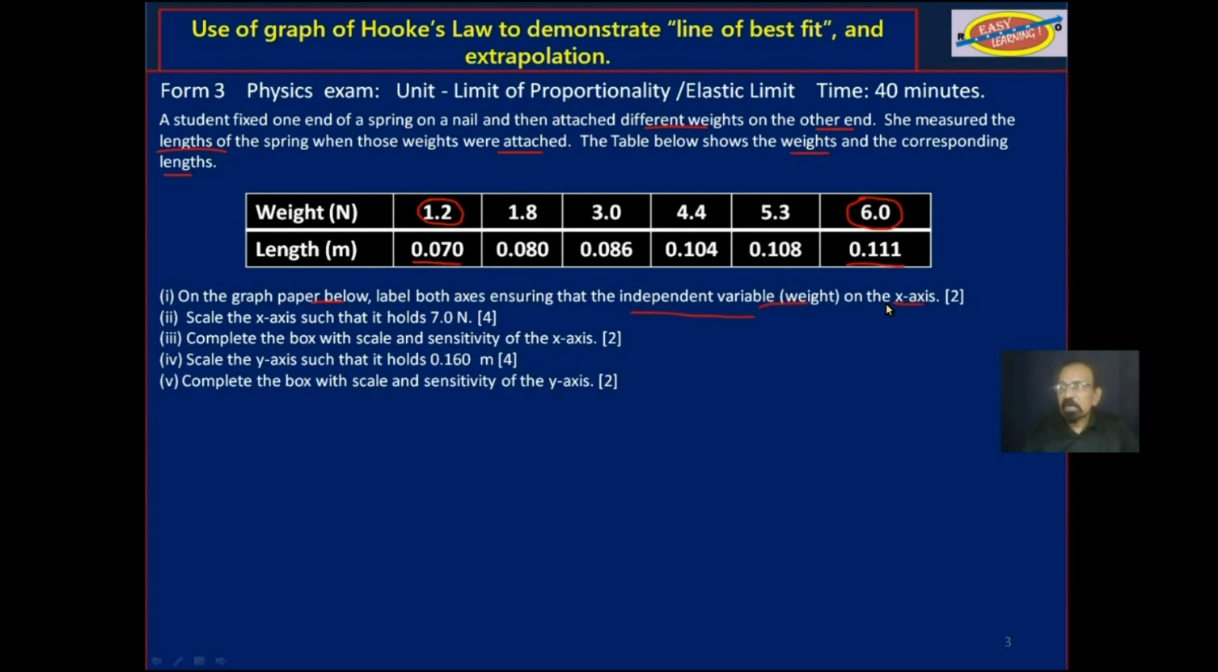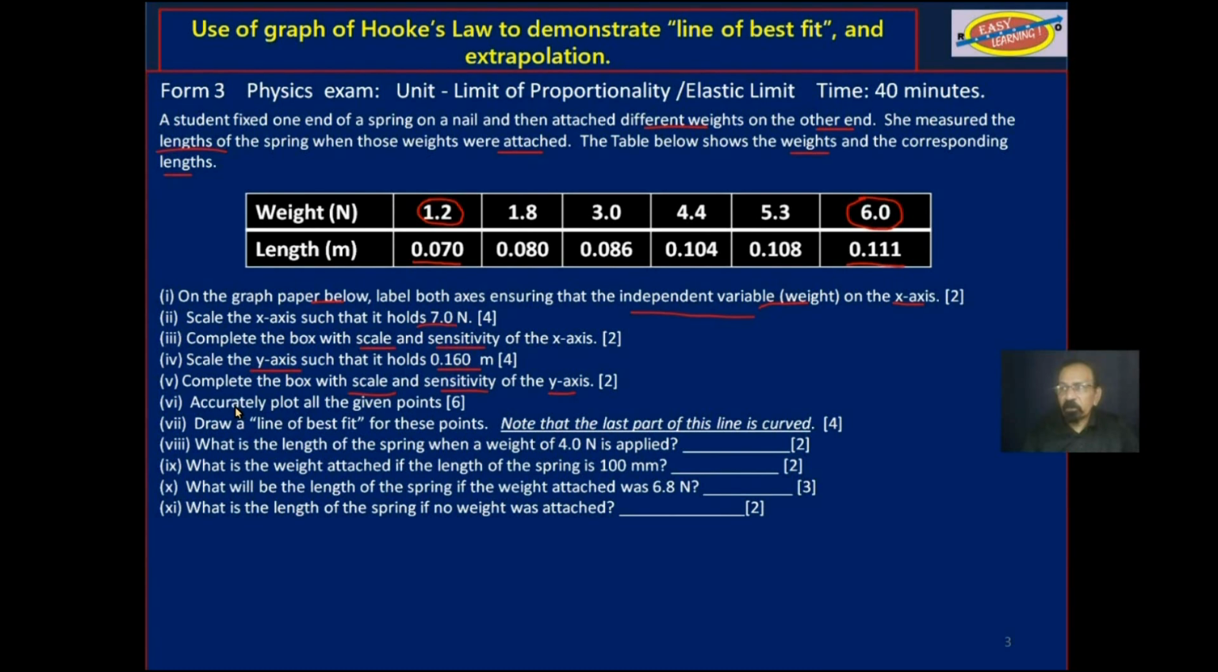So on the graph paper provided, the students were to ensure that the independent variable, weight, is on the x-axis, scale it out to hold 7.0 newtons, complete the box with scale and sensitivity, then scale the y-axis to hold 0.160 meter and complete the scale and sensitivity on the y-axis. Then the students were to plot all the given points, then draw a line of best fit. In this case, the last part of the line is curved, and they were to use the graph to find the length of the spring if the weight were 4.0 newtons.